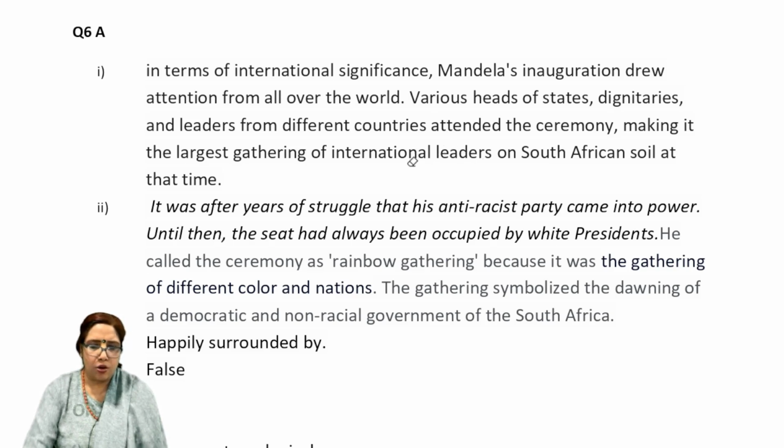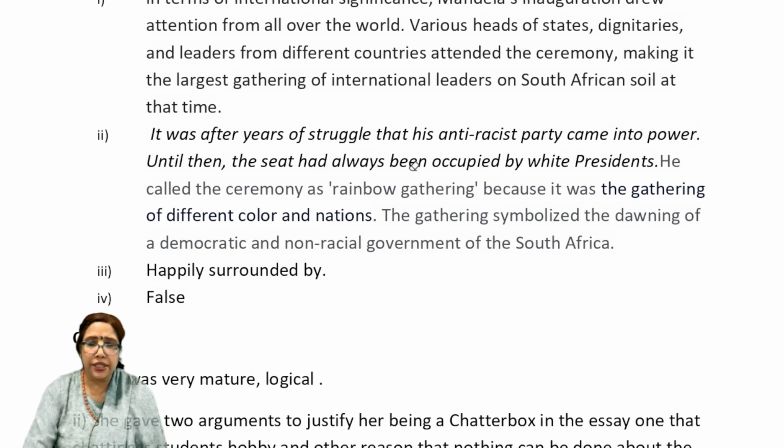Okay, now coming to part 2, explain in 40 words the effective shift from white supremacy to a rainbow gathering. This question, of course, since it carries 2 marks, I hope you must have answered it in 40 words. Of course, I'm sharing with you the main points.